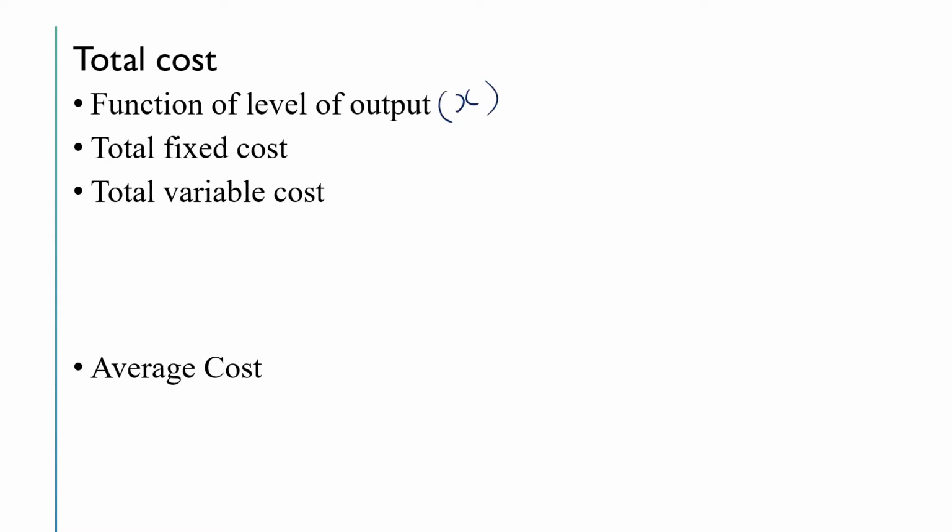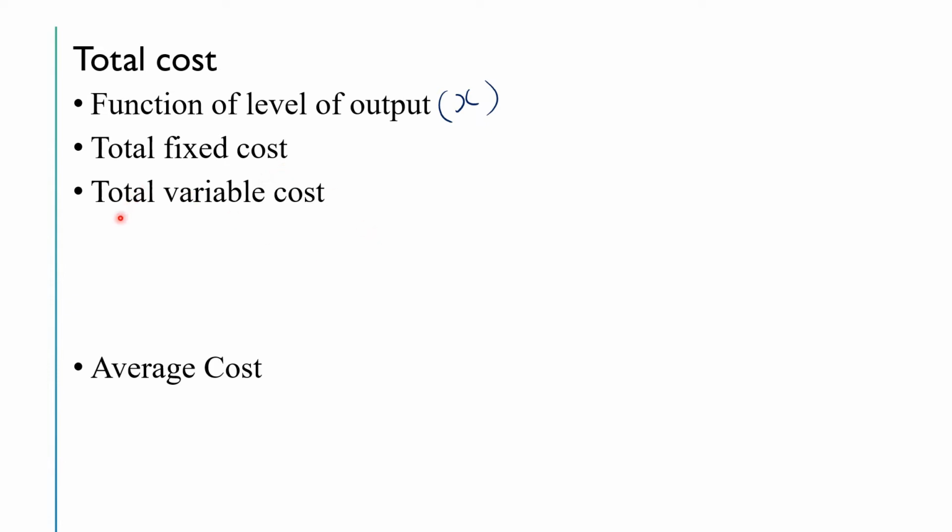And under total cost, we have two types of cost. One is the total fixed cost and the other is the total variable cost. The cost which does not vary with the level of output is called total fixed cost. For example, interest paid and rent are fixed costs. That is, whatever be the number of units the company produces, the total fixed cost remains the same.